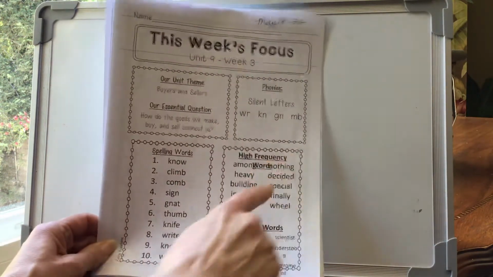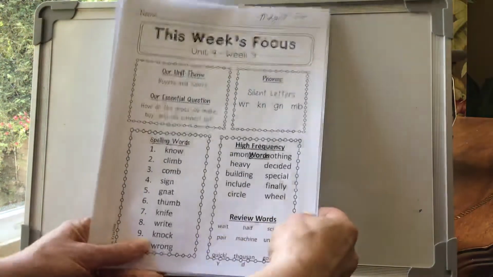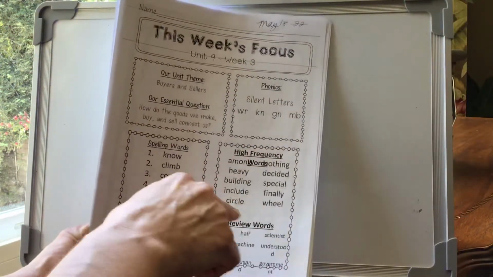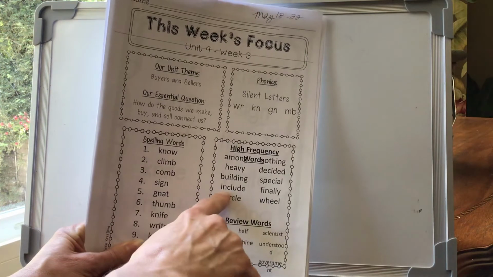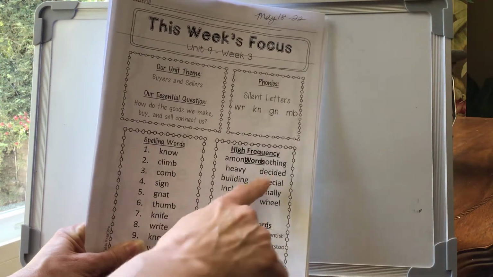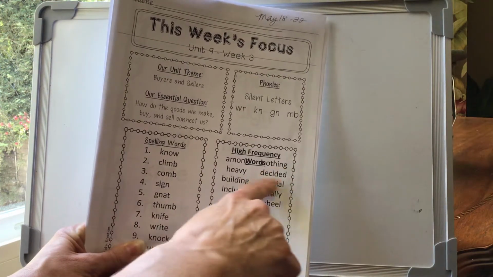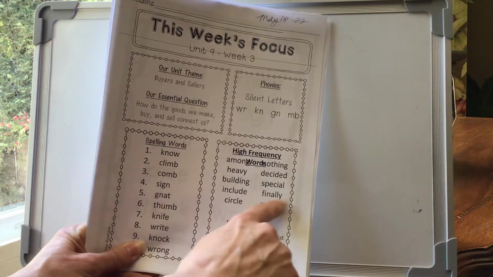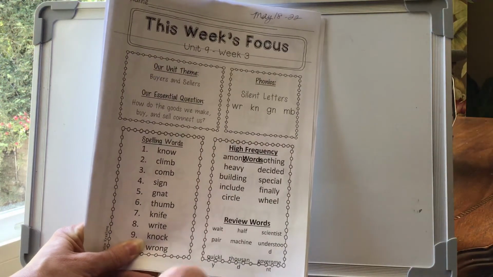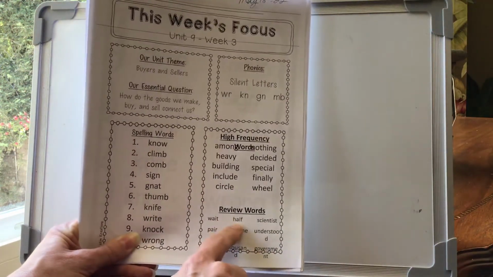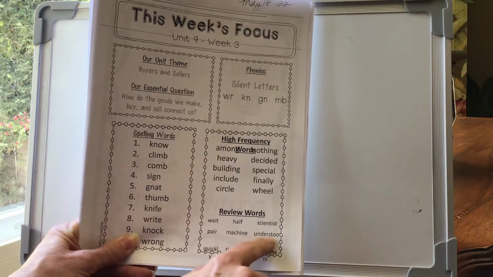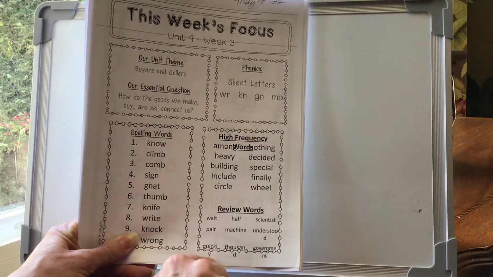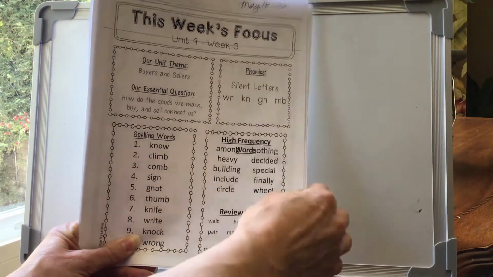And our high frequency words, again, I'm sorry, when it converted from the PDF, it kind of jumbled them. So it's among, heavy, building, include, circle, nothing, decided, special, finally, and wheel. And our review words are wait, half, scientist, pair, machine, understood, quickly, thousand, and government.